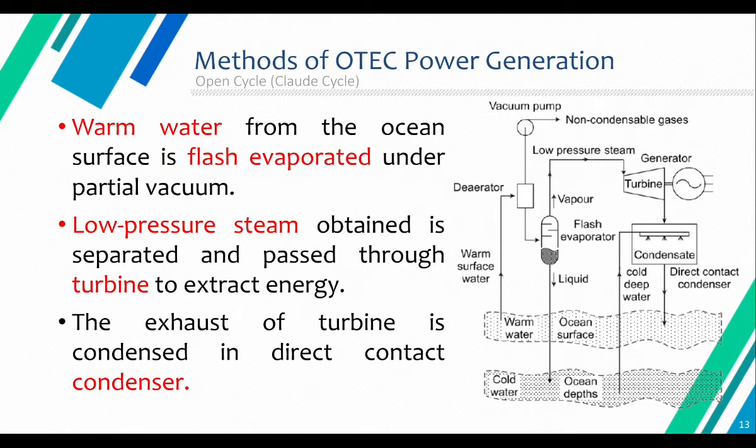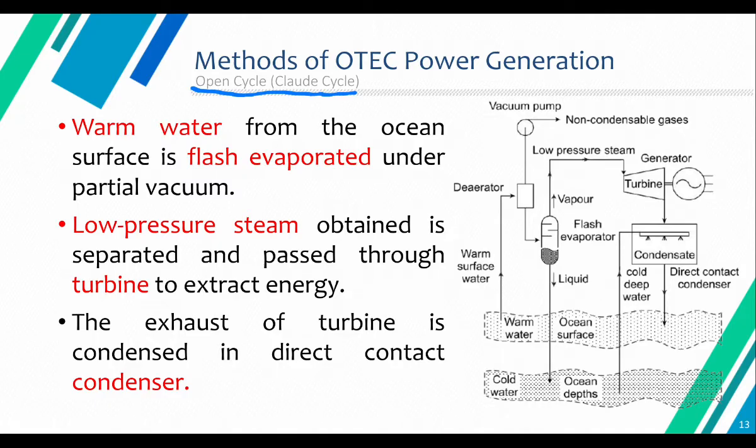Coming to the first method of OTEC power generation, that is the open cycle, which is also known as closed cycle, open cycle or closed cycle. Simply, like in control systems we call it open systems, right? So here also there is no closed path or closed circuit available. So how is it happening?